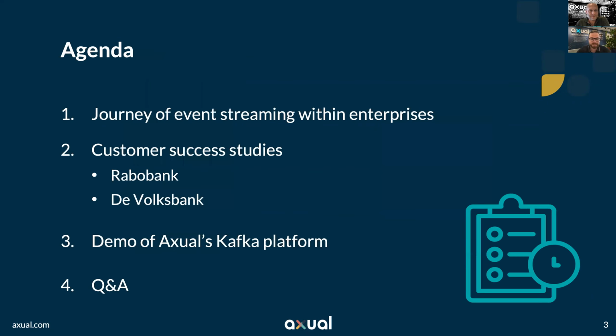Yep. So the agenda for today, first of all, we're going to discuss the journey of event streaming within enterprises. So we're going to walk through the maturity model, which contains 5 stages. Then we're going to discuss the customer success stories that we've seen at Rabobank and Volksbank. They both use Kafka at a very large scale. And we're going to end this webinar with a demo of Axual, and we're going to do the live Q&A.